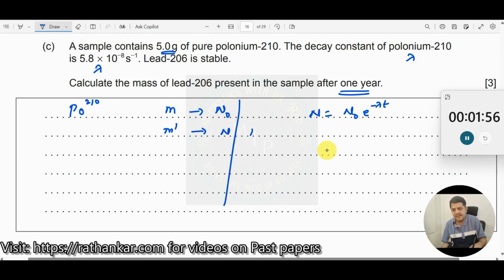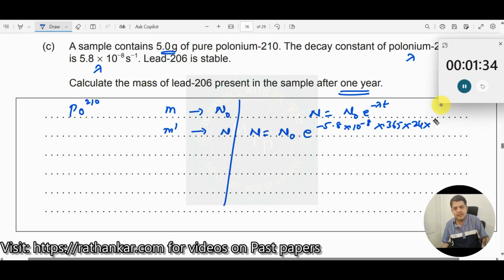Okay, so now let us find out the value of N. I will keep this aside. I will write N is equal to N0. What is the value of N0? I do not know, I will just substitute N0 only. e to the power of minus lambda, 5.8 × 10^-8, into t. What is t? 1 year, right? It's asked here, 1 year. 1 year should be 365 multiplied by 24 multiplied by 3,600 seconds, 60 into 60. Sorry, not 86,400; for 1 hour it is 3,600 seconds.